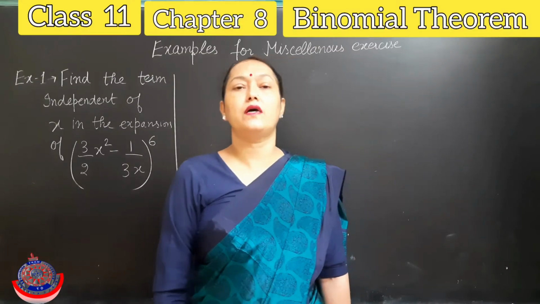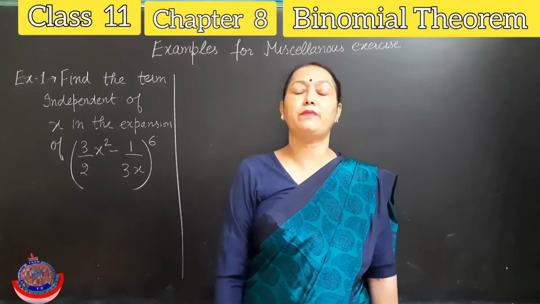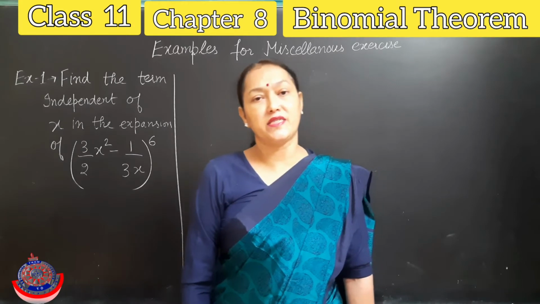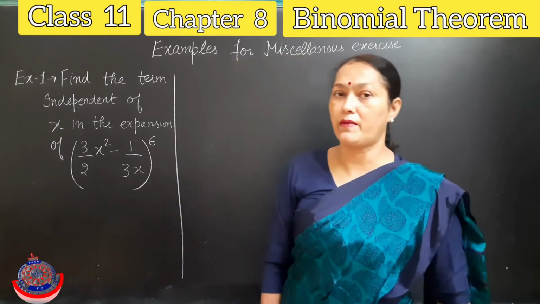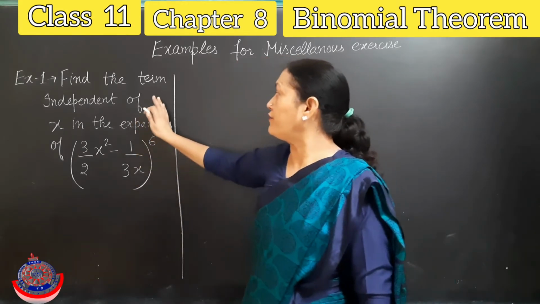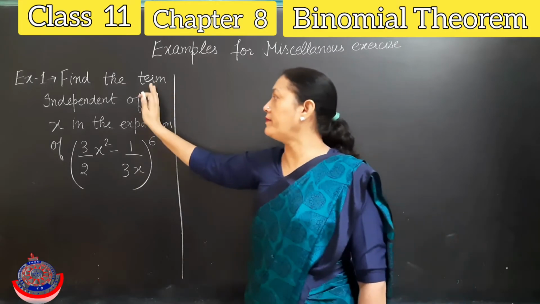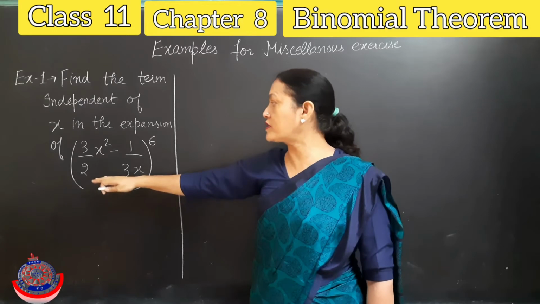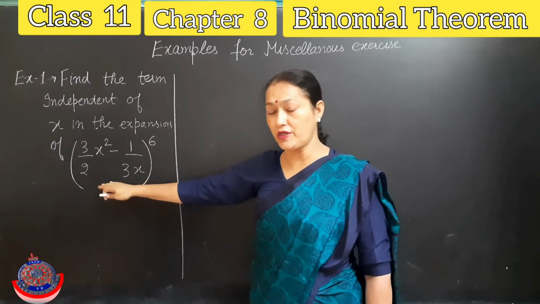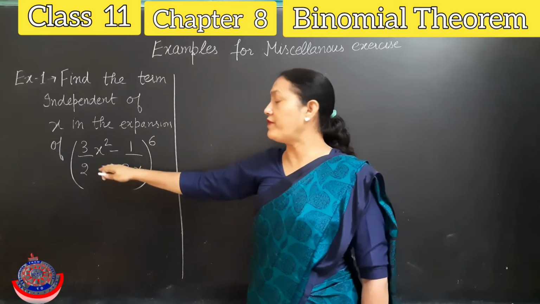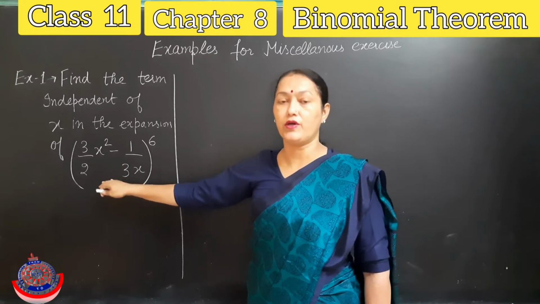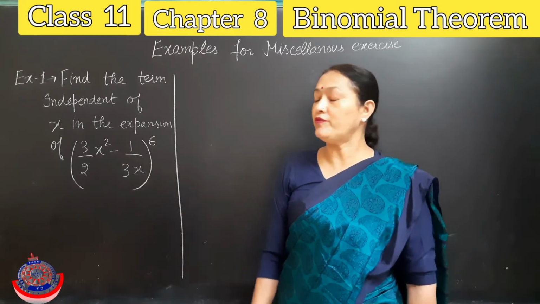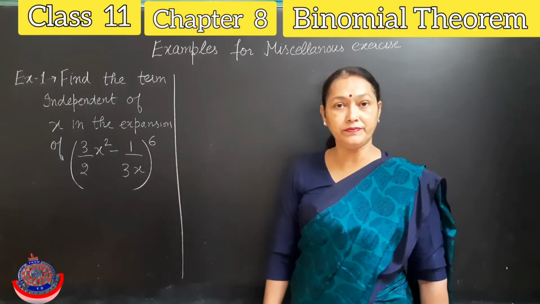Namaste students, as you know that we are doing our chapter 8 binomial theorem. In the same context, we will be doing some more examples. First example, we have to find the term independent of x in the expansion. They are saying if you expand this given expression, which term will be independent of x? For getting that term, first of all, we will have to write the general term.